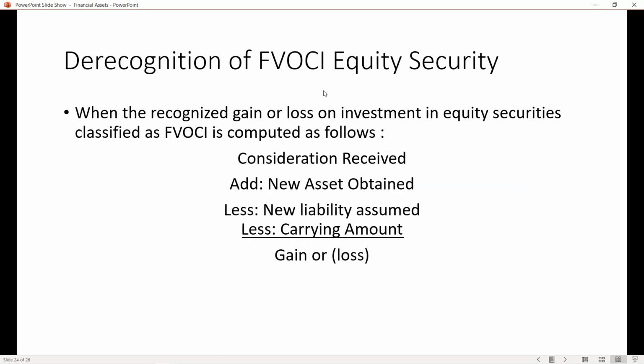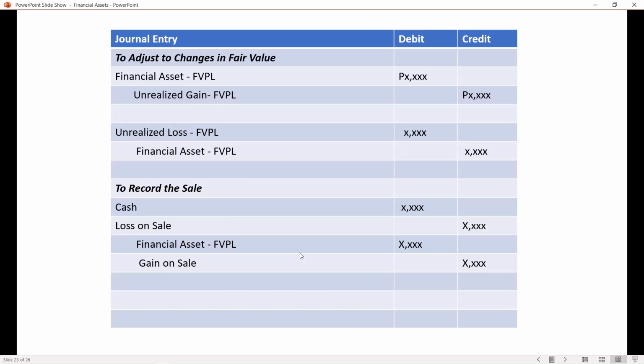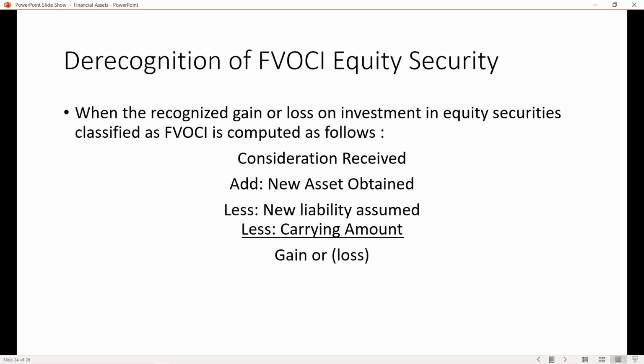Next, the recognition of FVOCI equity security. When the recognized gain or loss on investment in equity securities classified as FVOCI, it is computed as follows: consideration received, new asset obtained, tsaka new liability assumed, minus carrying amount. Kapag positive, gain; kapag negative, loss. Napansin nyo dito sa kaibahan nila is that wala siyang transaction cost. Consideration received lang. Yung transaction cost mo dito is i-expense mo kapag recognition na.